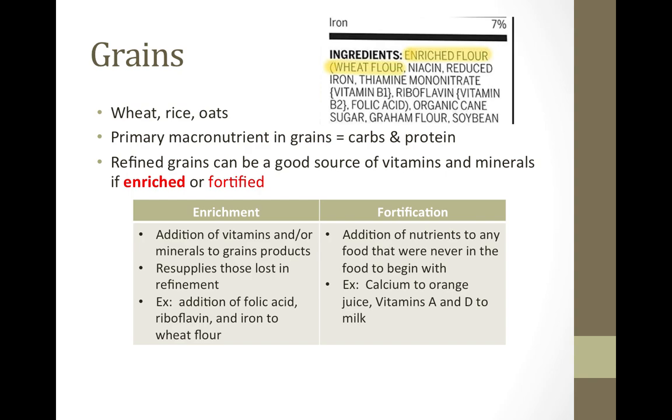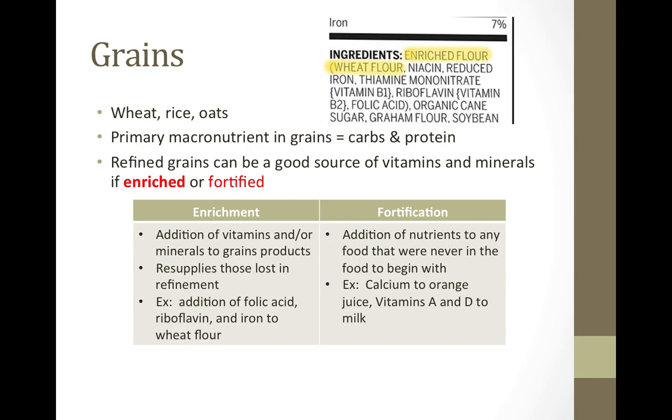And like I said, these are probably terms you've seen printed on food labels, but you might not know what they mean. So enrichment is the addition of vitamins and or minerals to grain products that were lost during the refinement process. Refinement removes much of the outer part of the grain in order to give the grain a finer texture and to extend the shelf life of the grain in the store, because the natural oils in the germ and bran of whole grains can cause the grain to go rancid quicker. So the shelf life's a lot shorter. So you'll often see enriched on boxes of pasta or bags of flour in the supermarket.